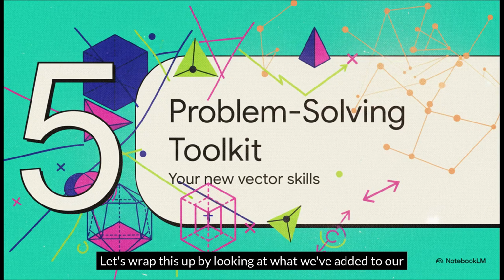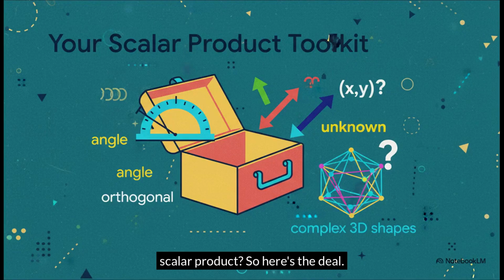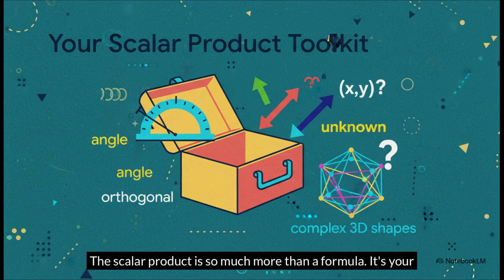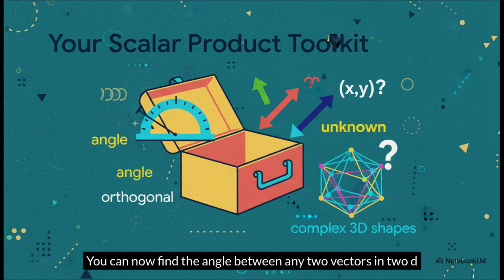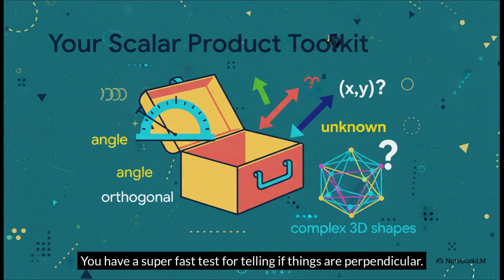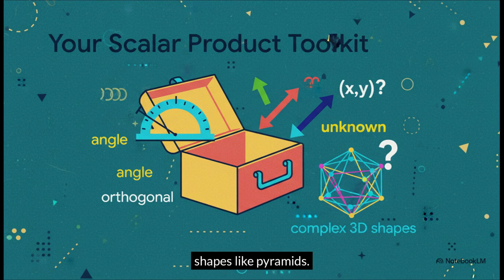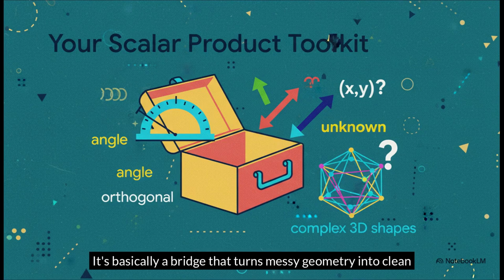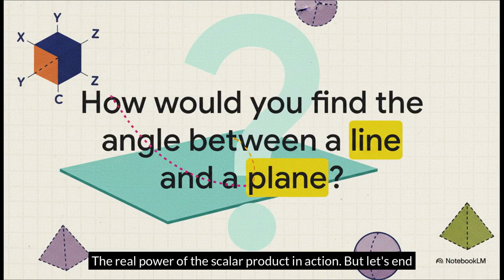All right, let's wrap this up by looking at what we've added to our problem-solving toolkit today. What can you actually do with the scalar product? So, here's the deal. The scalar product is so much more than a formula. It's your key to unlocking all sorts of things. You can now find the angle between any two vectors in 2D or 3D. You have a super fast test for telling if things are perpendicular. You can even hunt down unknown coordinates inside complex shapes like pyramids. It's basically a bridge that turns messy geometry into clean algebra. And there you have it, the real power of the scalar product in action.